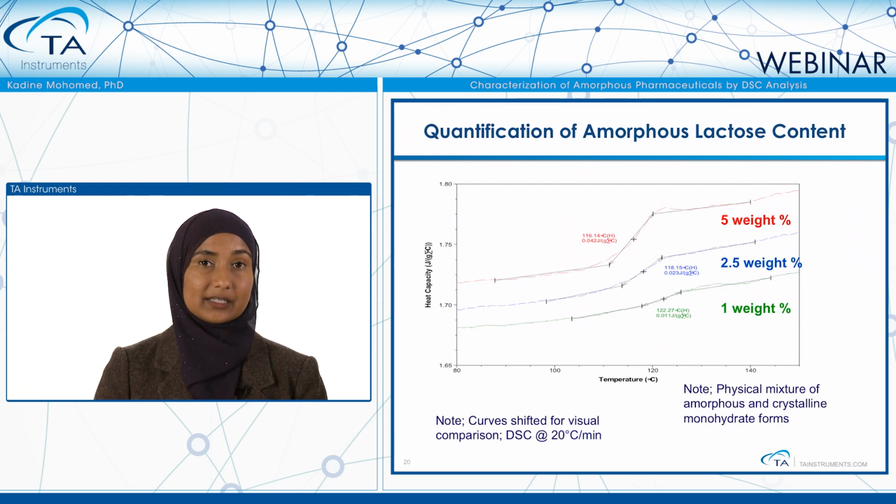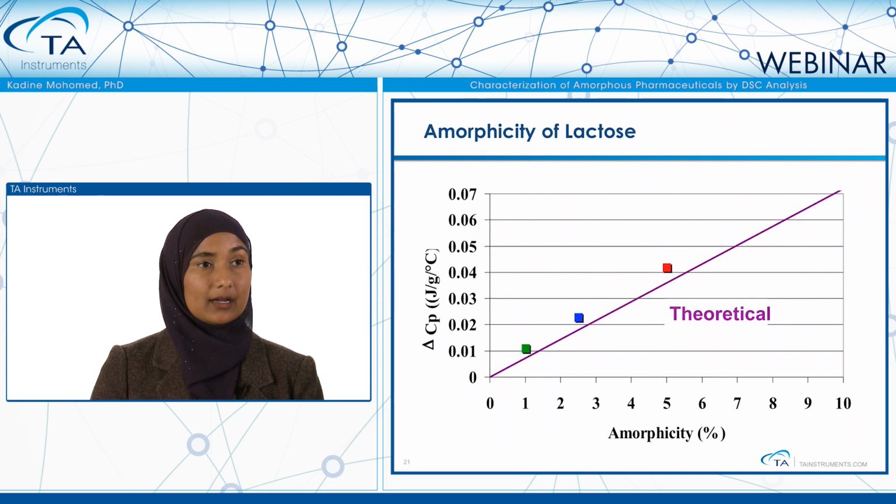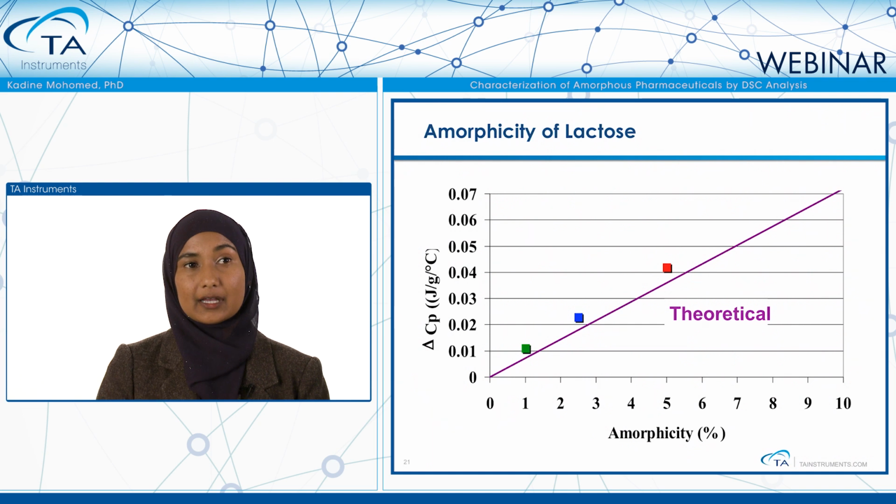And notice that the delta CP, the change in heat capacity, for each of these would be, for the 1% amorphous content, 0.01 joules per gram degree C, for the 2.5%, 0.02, and then for the 5% amorphous content, 0.04. If this were to be plotted on a scale where we're looking at delta CP with respect to percent amorphous content, notice that our theoretical line matches very closely to our experimental conditions. So certainly you can use DSC by first generating a calibration curve to then quantify the amorphous content of your materials after the manufacturing process.